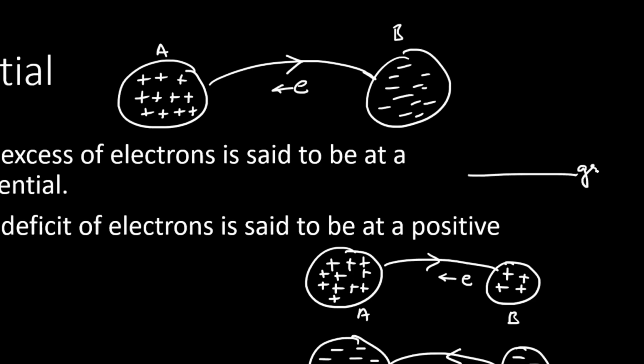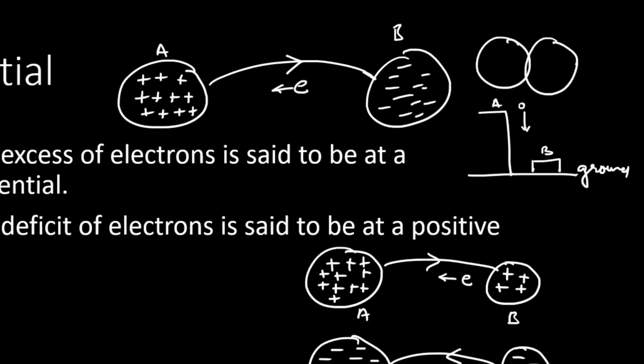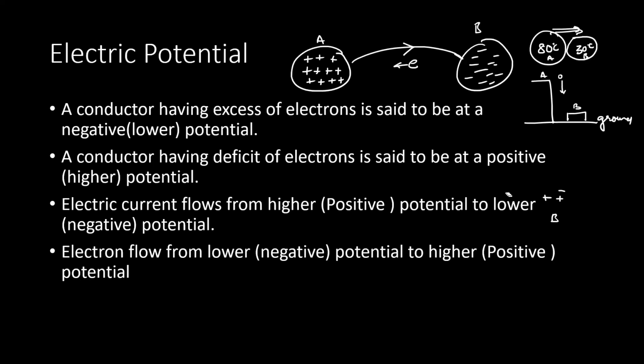The same thing is demonstrated in many other examples. So if you are on ground, then anything that is released will go down. Okay, so A is said to be at a higher gravitational potential, B is said to be at a lower gravitational potential. If you take an example of, say, there are two bodies, this is 80 degrees and this is 30 degrees. So heat will flow from A to B. Okay, heat will flow from A to B. So higher temperature to lower temperature. So electrons will flow from higher potential to lower potential.